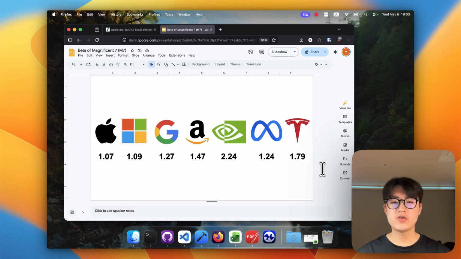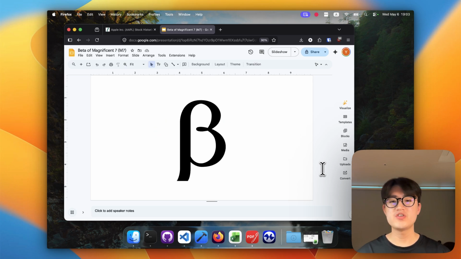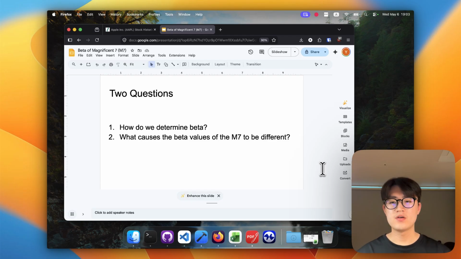So, as you can see here on the screen, I just added numbers below each of these companies. Does anyone know what these numbers mean? So, each number here is the beta of the company. There are two questions that can come from here. Number one is, how do we determine beta? And number two, what causes the beta values of the M7 to be different?